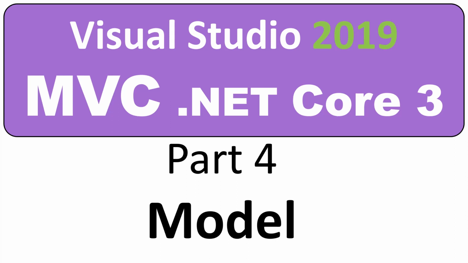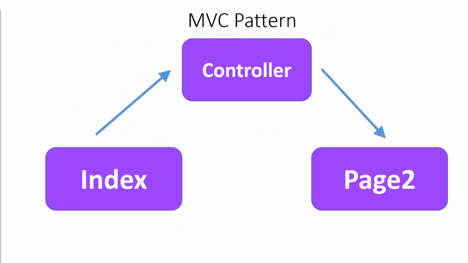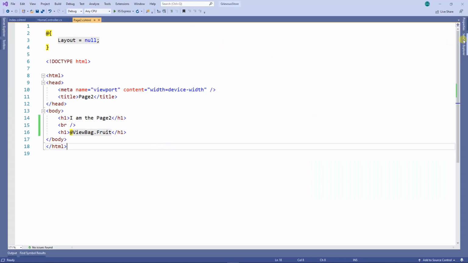Hello, in this video I want to show you how to use the model to pass data from one view to the controller, then to another view. From our past videos, this is what we have so far. Now I want to pass some data from the index page using the model, sending it to the controller, and then from the controller we're going to send it to page 2. And here's the project from the last video.